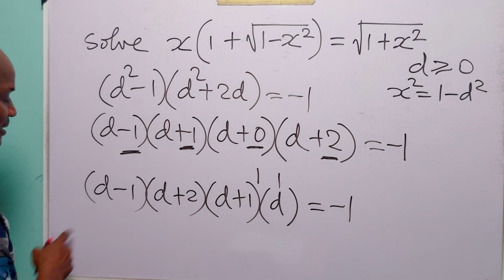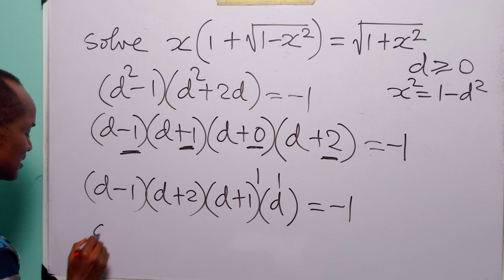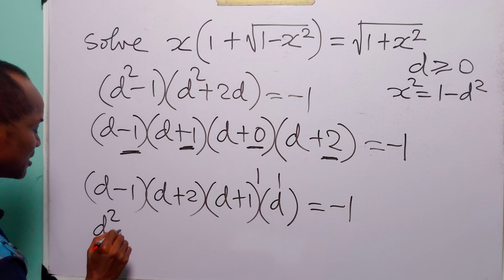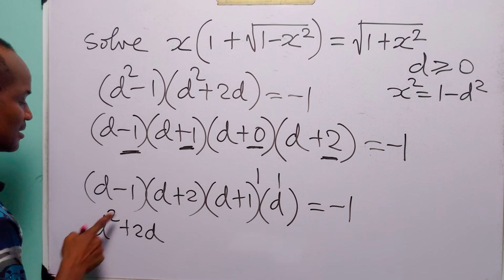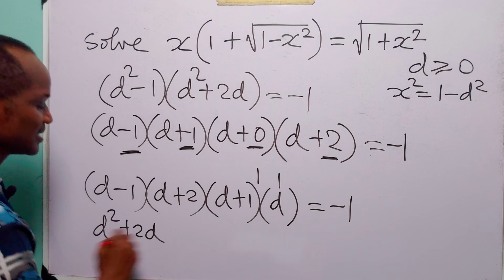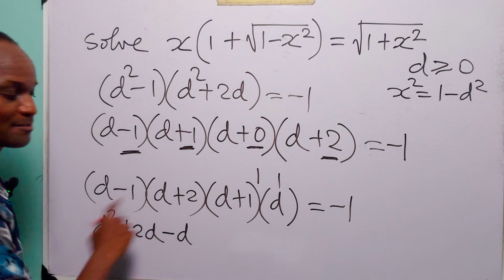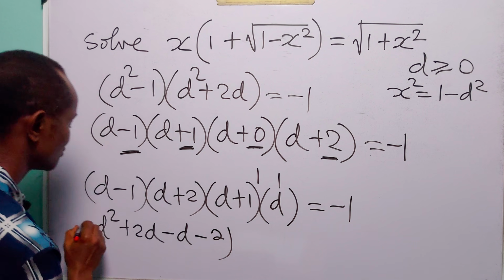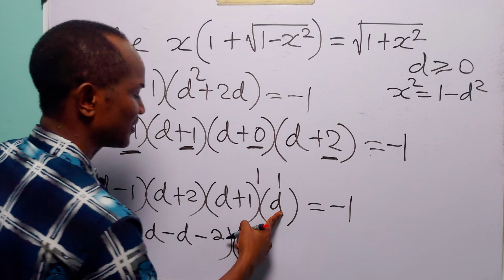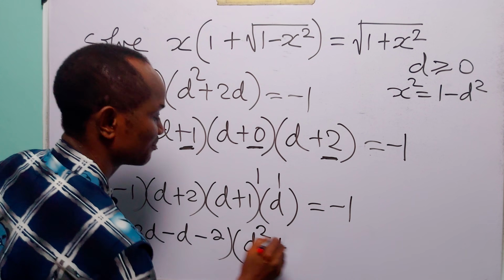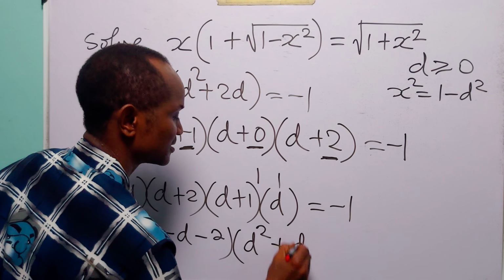Now let us expand. d times d is d squared. d times 2 is 2d. Minus 1 times d is minus d. And minus 1 times 2 is minus 2. Here we have d times d, which is d squared, plus d times 1, which is d.